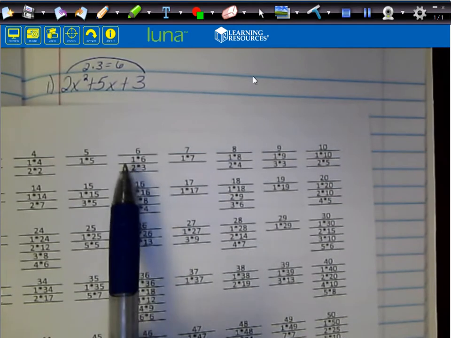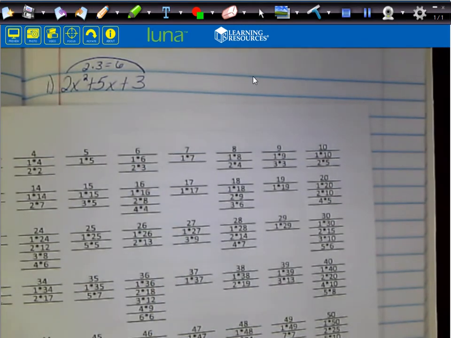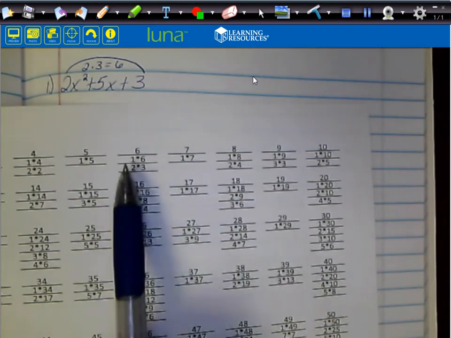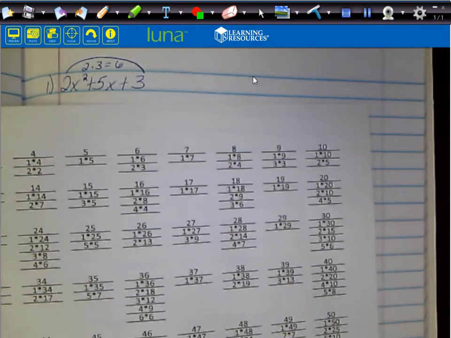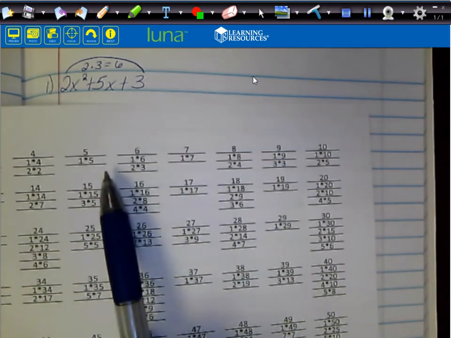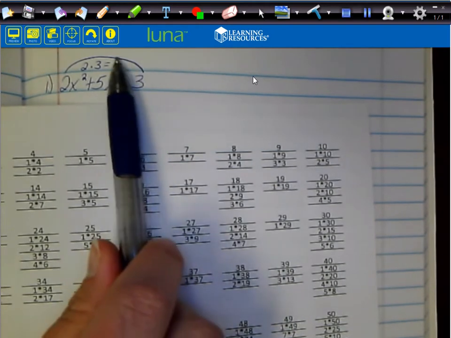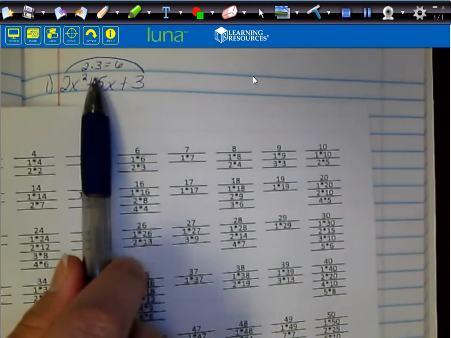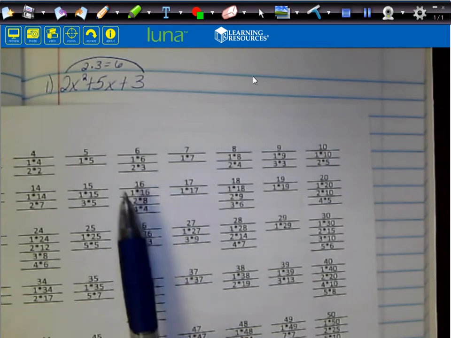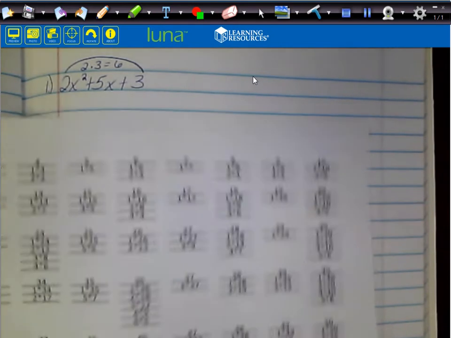I have 1 and 6, and I have 2 and 3, and I'm going to say, which of those added together will give me 5? Well, 1 plus 6 will give me 7, and 2 plus 3 will give me 5. So 2 and 3 add to the 5, and I'm looking for the 5 in the middle. I need two numbers that multiply to this 6 and add to the middle number 5. So 2 and 3 do that.